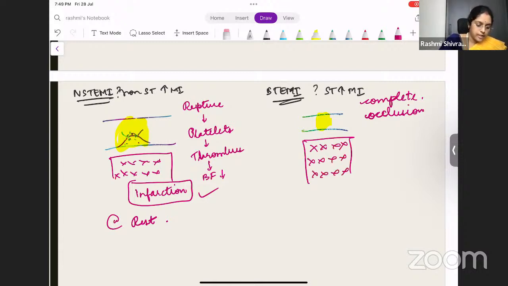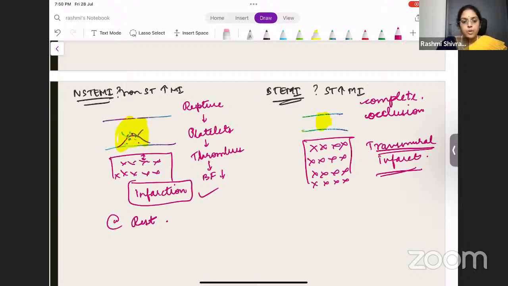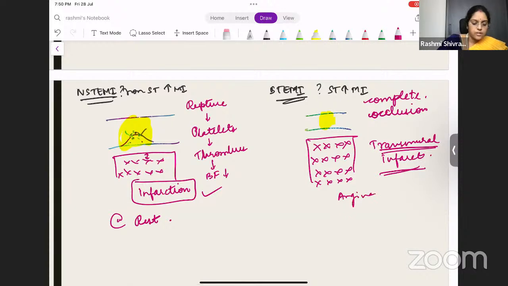Okay. In NSTEMI, some amount of myocardium will still be intact. But in STEMI, the entire myocardium will be affected. So this is called a transmural infarct. At rest, you will have angina, which will not be relieved by anything. Okay. So there is 100% occlusion of the coronary artery. Because of that, you have a transmural infarct. So there's complete occlusion.